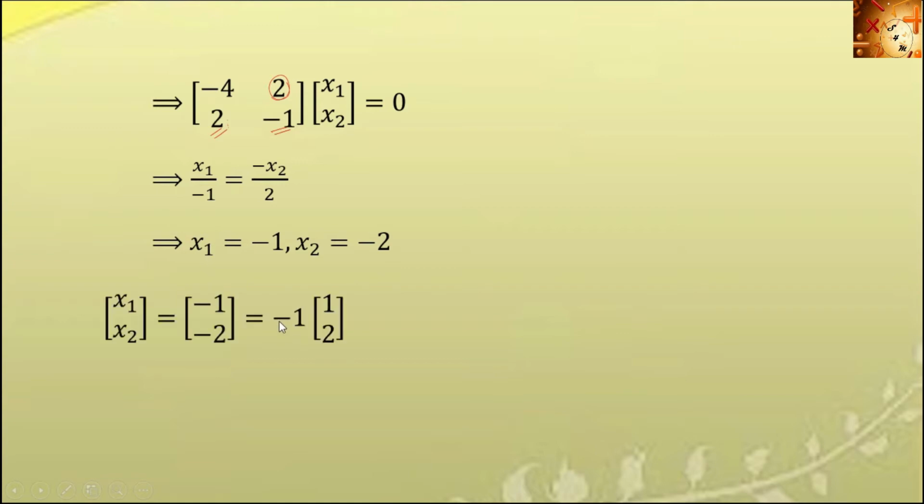So the first eigenvector is [-1, -2]. Here minus is a common term, so -1 into the matrix [1, 2]. So we take the eigenvector x1 as [1, 2]. This is the eigenvector corresponding to the eigenvalue -1.